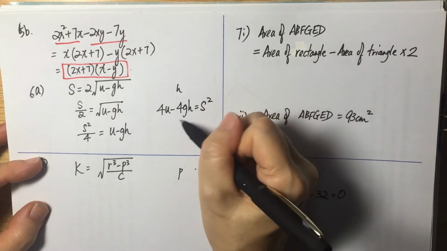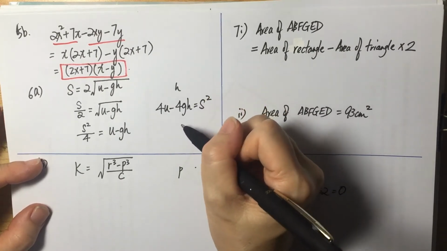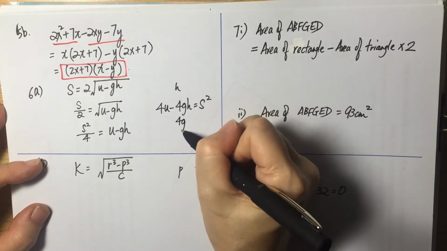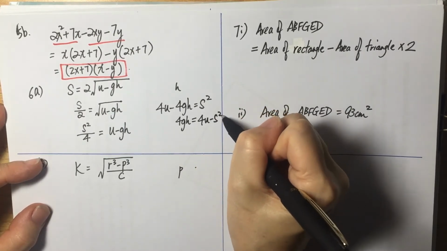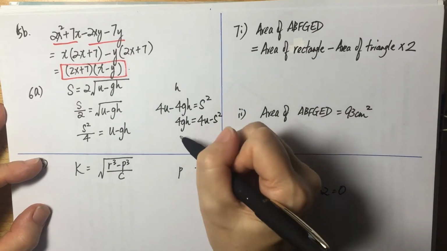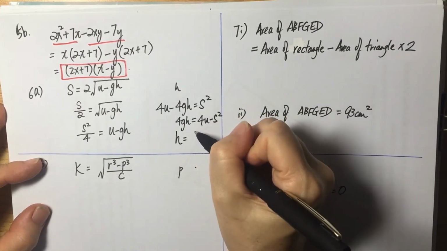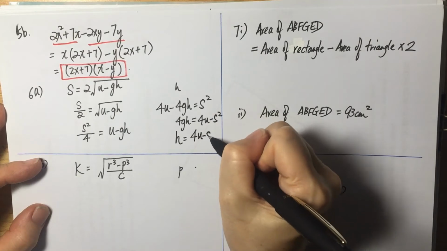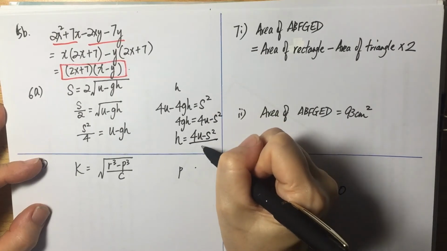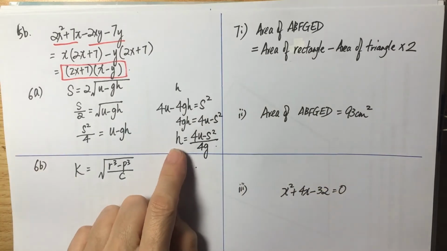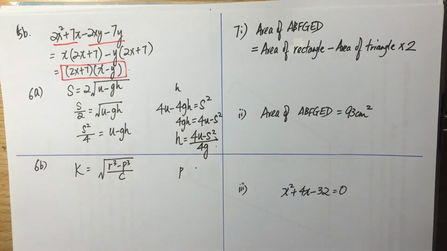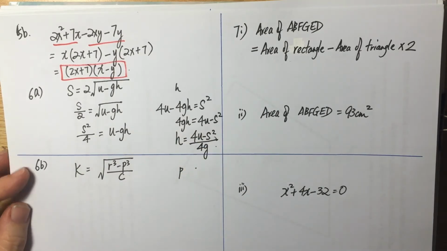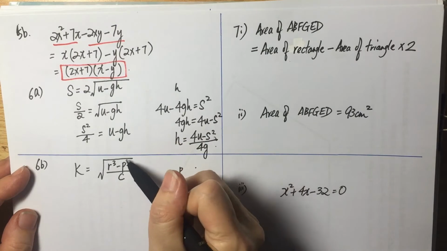So I want to single out the h. So I have 4gh equals 4u minus s squared. And if I want to make h the subject, that will be 4u minus s squared over 4g. And see, h is the subject. On the other side, there's no more h. And that's the answer.